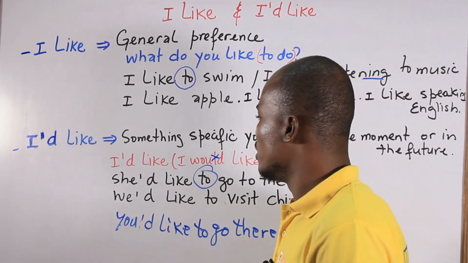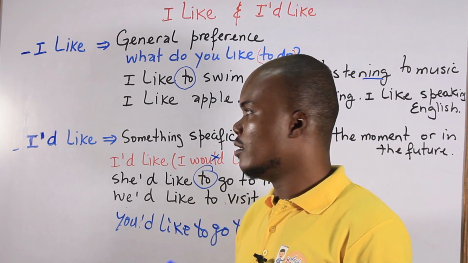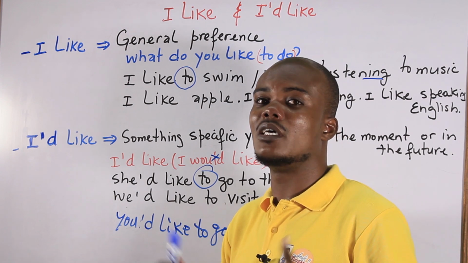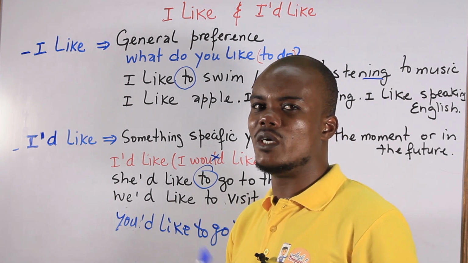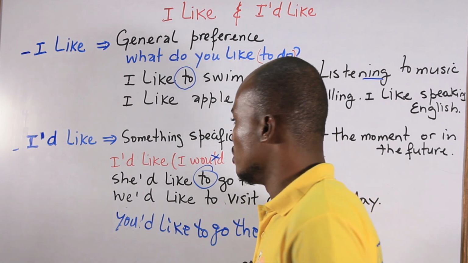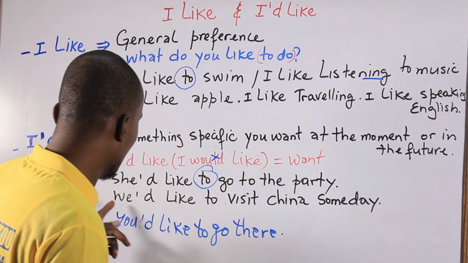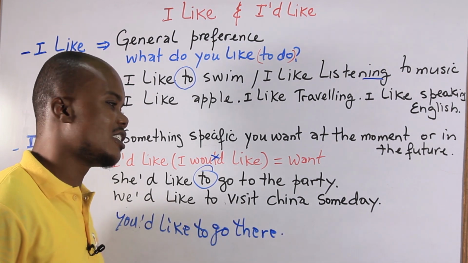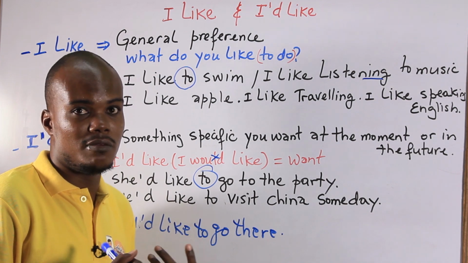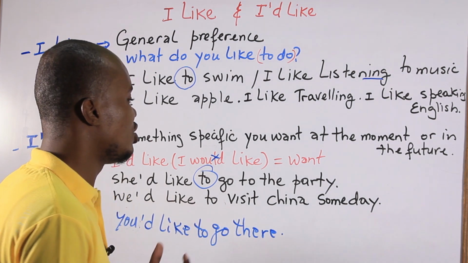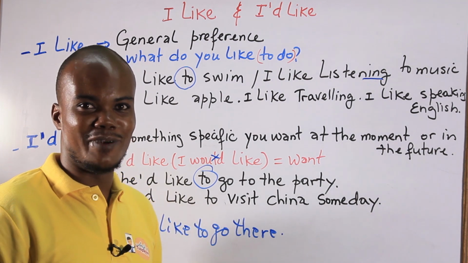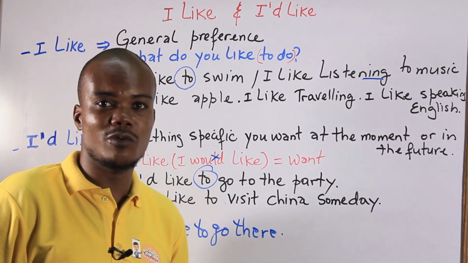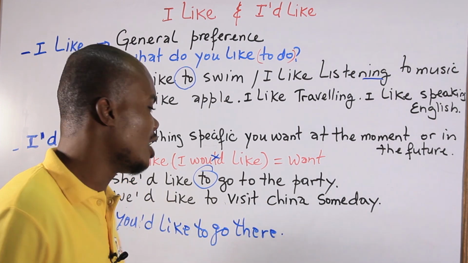That means you can use whatever pronoun you want before this expression. Would like. Would like is the contracted form. You'd like, we'd like, I'd like, etc. And we'd like to visit China someday. We'd like to visit China someday. Me personally, I'd like to visit China. China, I'm coming. But me, I'd like to visit China one day or someday. I'd like to visit China.